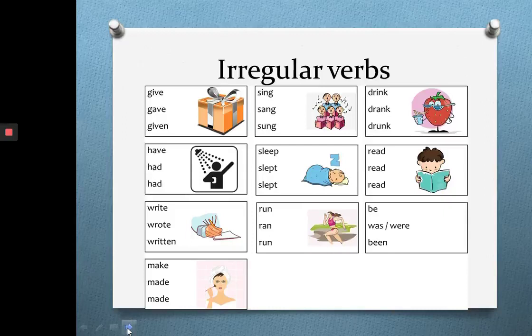Have, imati, both past simple and past participle forms are had. Sleep, spavati, again, slept is both past simple and past participle form. And now we have read, čitati. Again, this is kind of tricky because read is spelled the same in all three forms, but it's read differently.